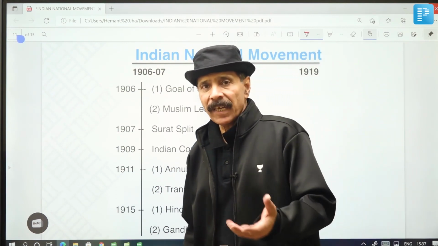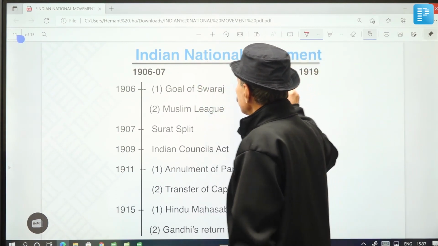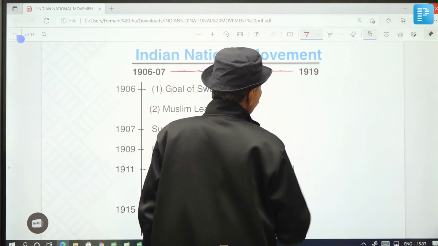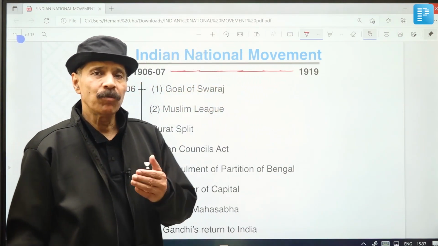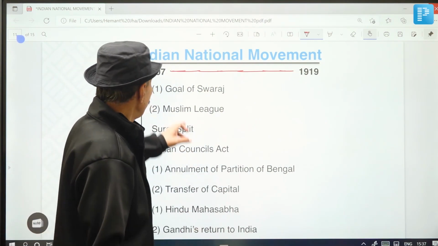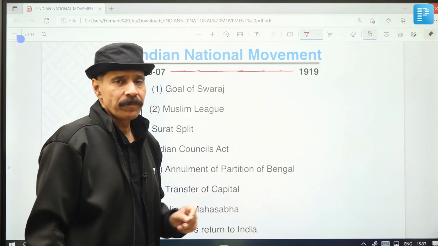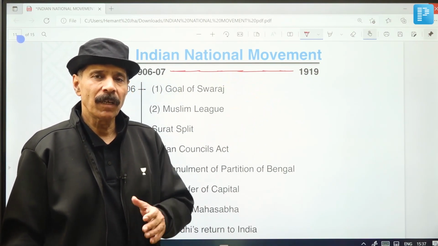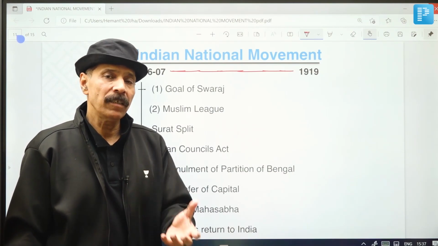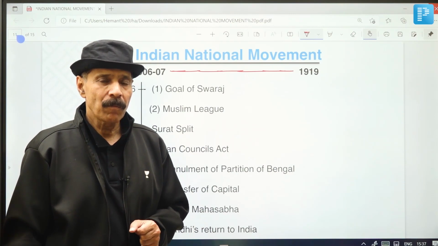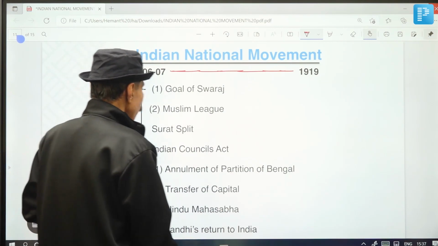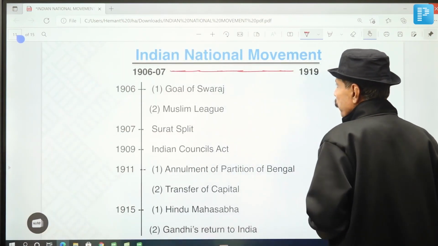And the next is Indian National Movement during 1906-1990. In fact, I am moving chronologically for your better understanding. The period 1906-7 to 1919 witnessed development of many trends inside Indian National Congress and outside Indian National Congress as well. Both are important for you, and I'm going to discuss them chronologically. And I've presented this in chronological manner.